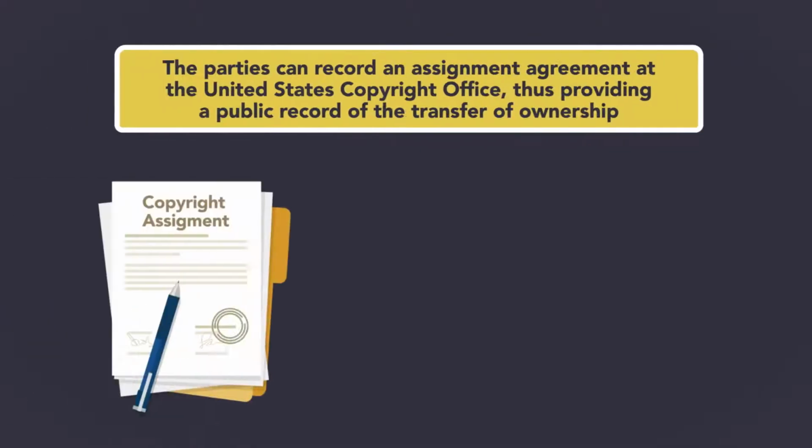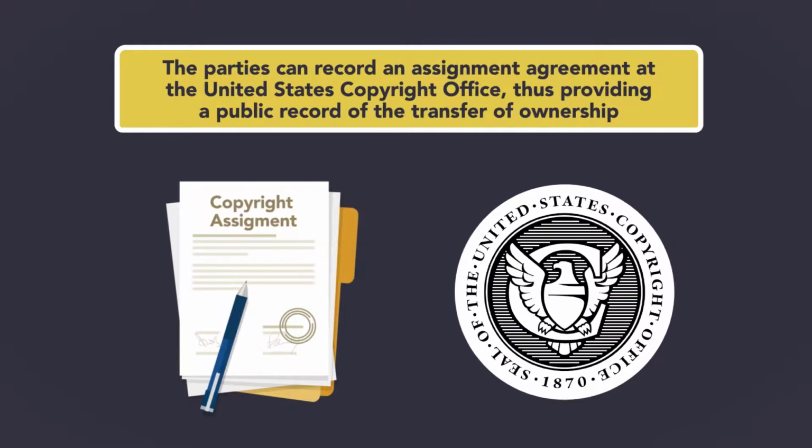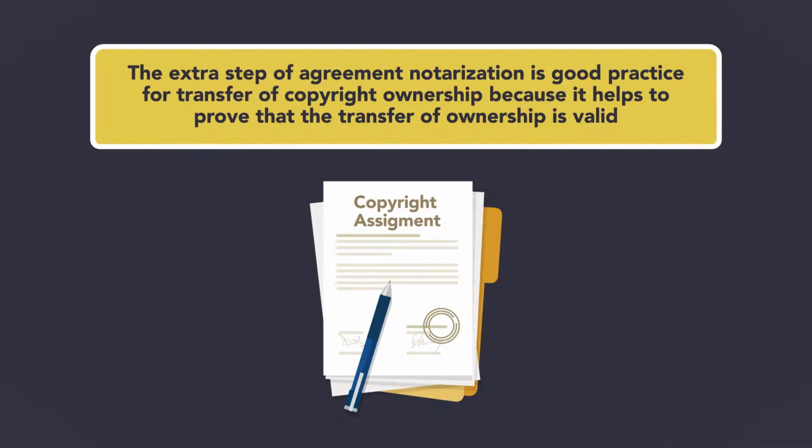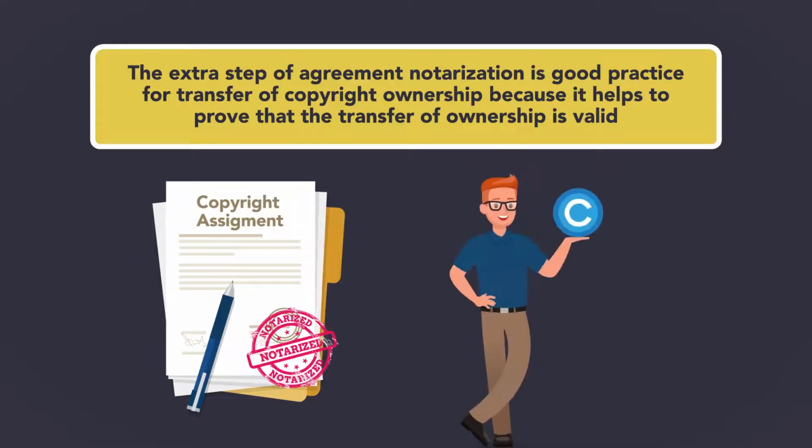The parties can record an agreement at the United States Copyright Office, thus providing a public record of the transfer of ownership. Furthermore, the extra step of agreement notarization is good practice for transfer of copyright ownership because it helps to prove that the transfer of ownership is valid.